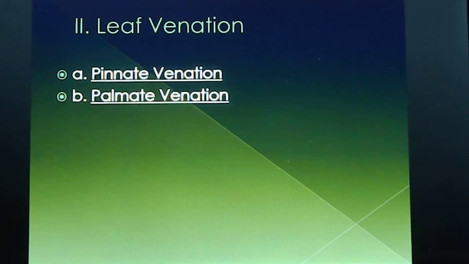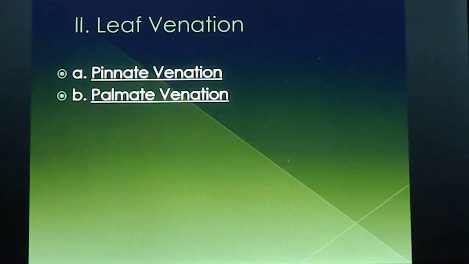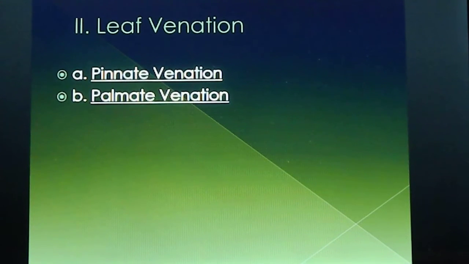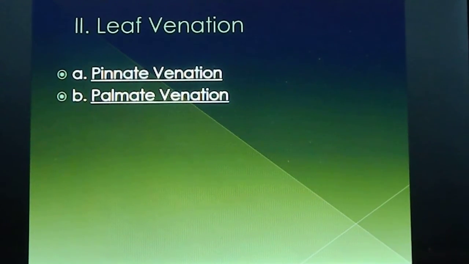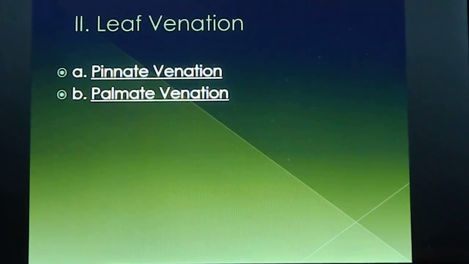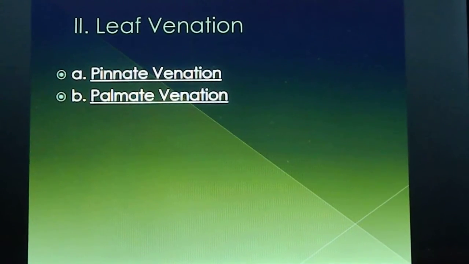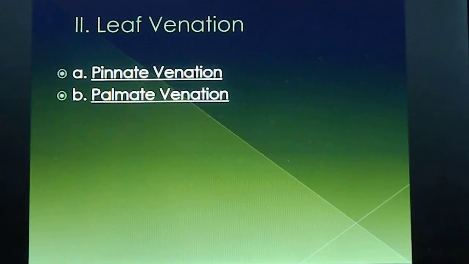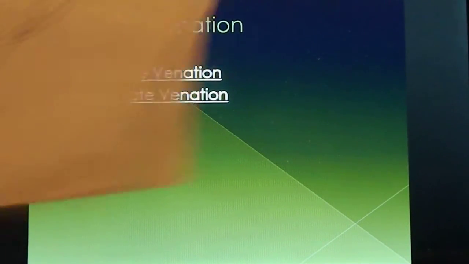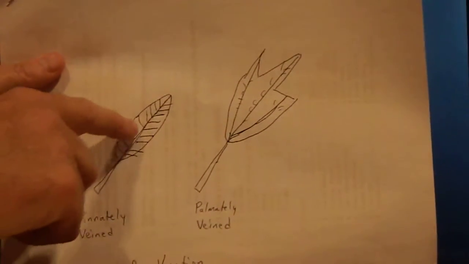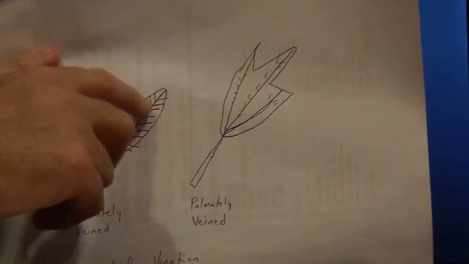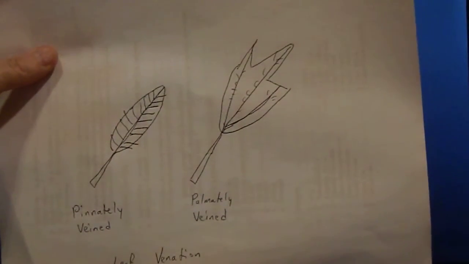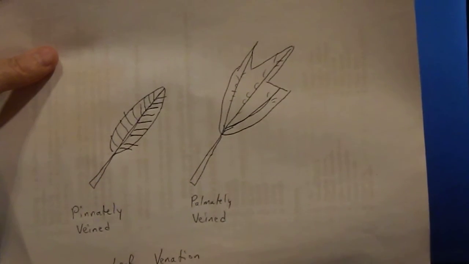Now leaves have different types of veins that run through them. Pinnate venation, and we use the terms pinnate and palmate again to describe these. Pinnate venation is where you have a major vein running through the middle of the leaf called the midrib, and then other little veins coming off of that one.